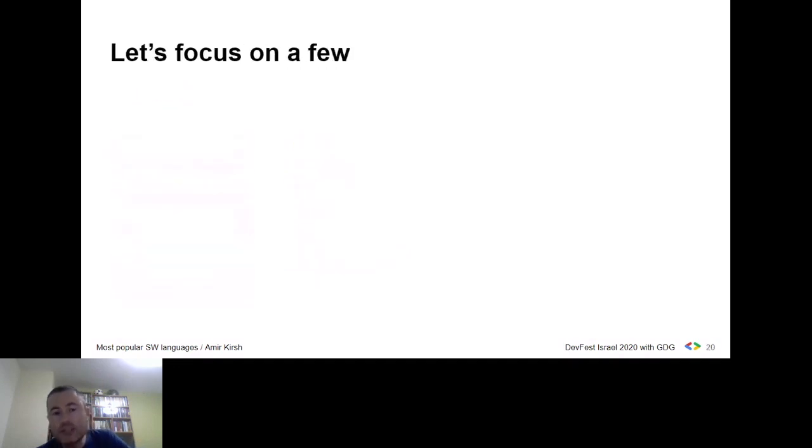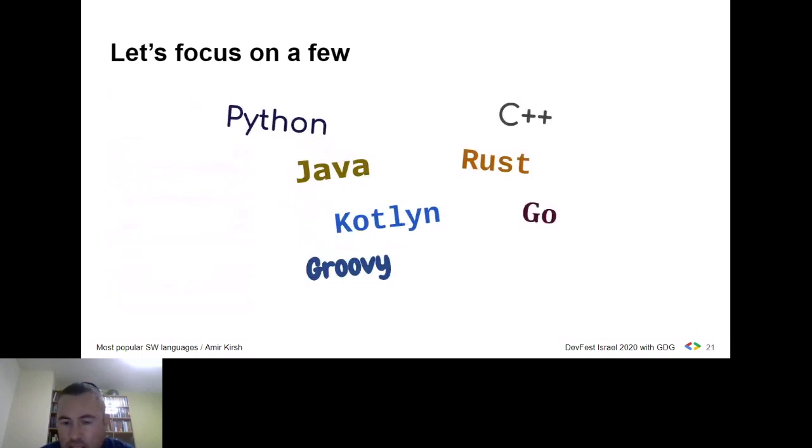Let's focus on a few. Let's talk about Python, Java, Kotlin, Groovy, C++, Rust, and Go. And why did I pick those? Either they are quite popular or quite popular as languages that people are considering now. Python is a jack of all trades, and in this particular case, a master of many. It is easy to use, popular, very coherent in the sense that things work in Python the same for different parts of the language. If there is a rule, everything is aligned to this rule.